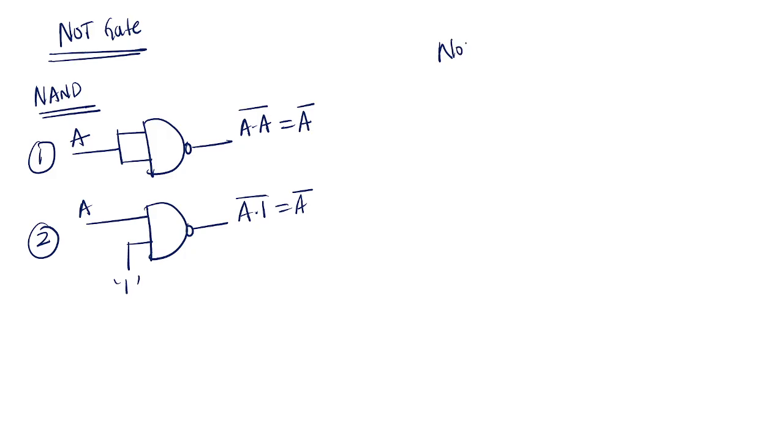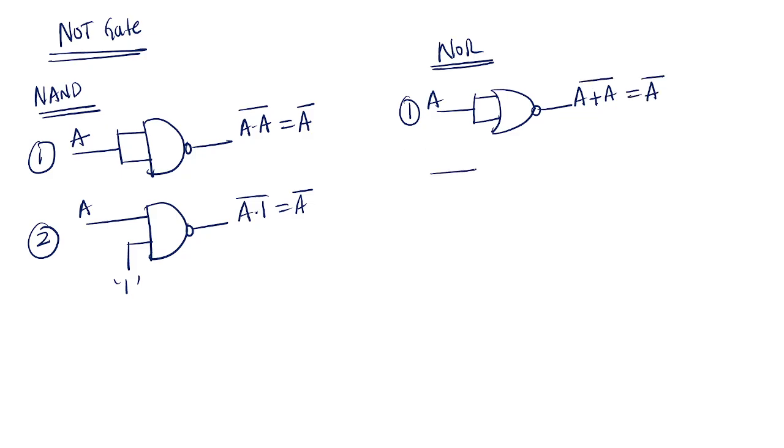Coming to NOR, the first representation is inputs tied together and given to one NOR gate. So A or A whole bar equals A bar. And in the second, one input A is given to the NOR gate and the other input is given logic 0. So A or 0 whole bar equals A bar.